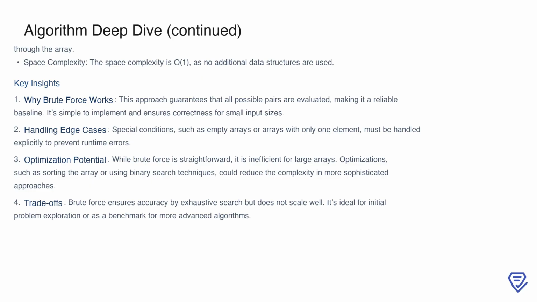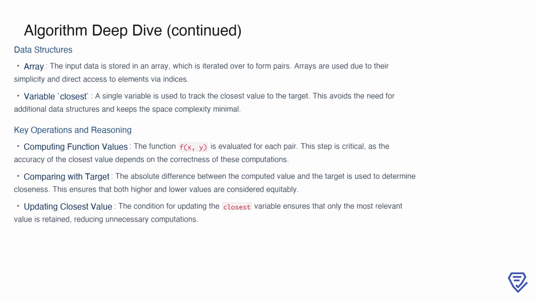Optimizations like sorting the array or leveraging binary search can significantly reduce the computational complexity and make the solution more scalable. Ultimately, this approach trades efficiency for simplicity, making it a good starting point for understanding the problem or benchmarking more advanced solutions. In this approach, the array serves as the primary data structure for storing input values.